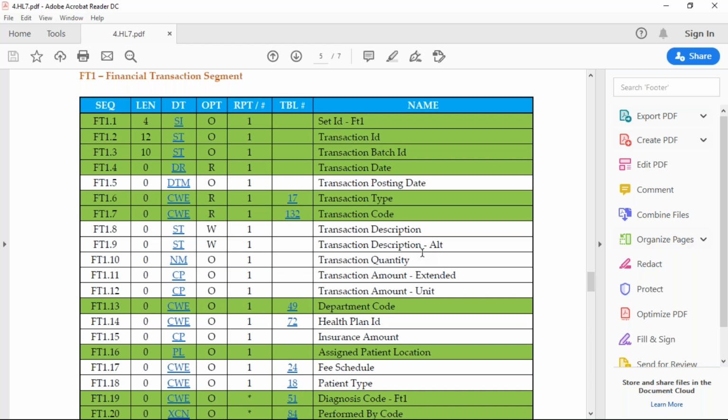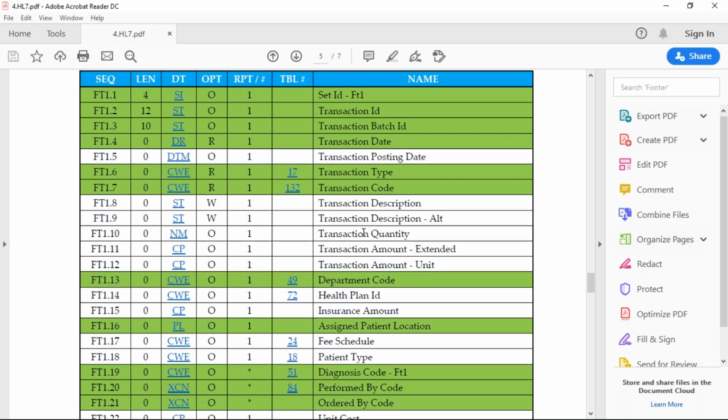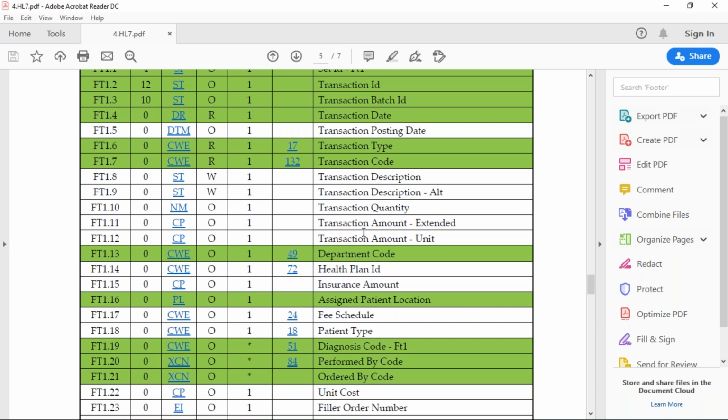And then we have transaction code. This transaction type code will be sent in FT17. So this is basically a user-defined table, again FT17, whereas transaction type is an HL7 defined table. When we look at the data types, you will understand what is a user-defined table and what is an HL7 defined table. So don't worry much about that. We'll discuss that when we are talking about data types.